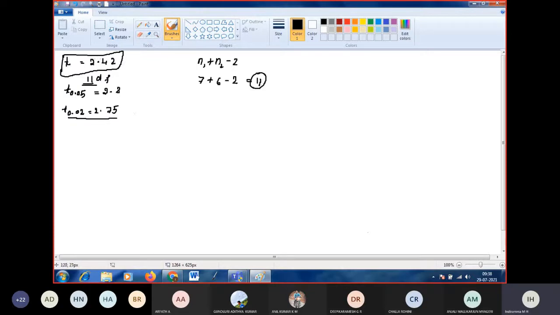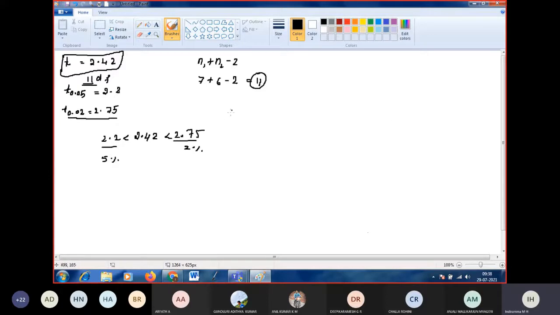So here what we got is the value 2.42. This 2.42 lies between 2.2 and 2.75. It is less than 2.75 and it is greater than 2.2. So it is greater than the 5% level of significance and less than the 2% level of significance. Then what is our conclusion?